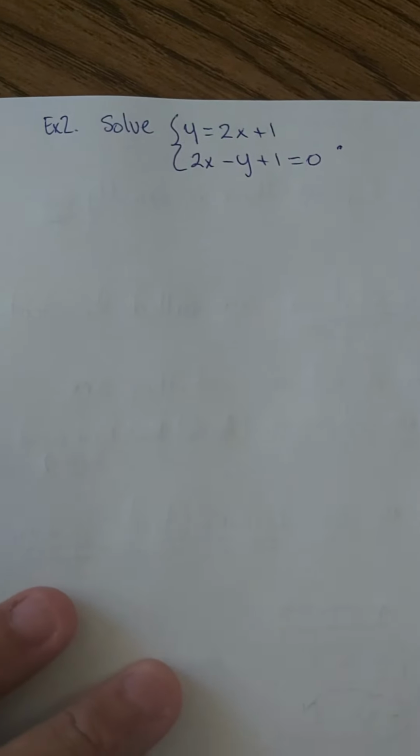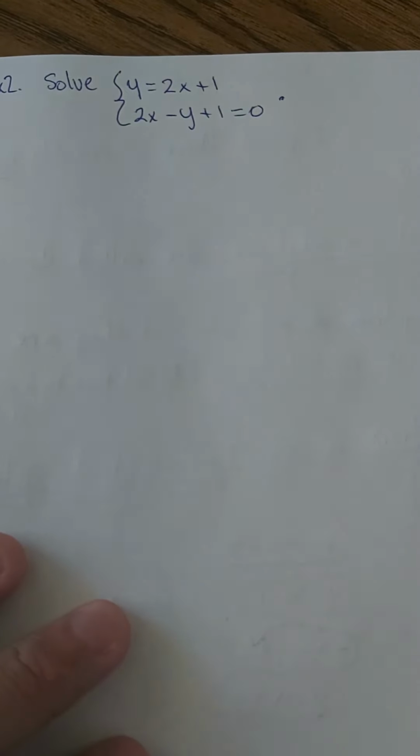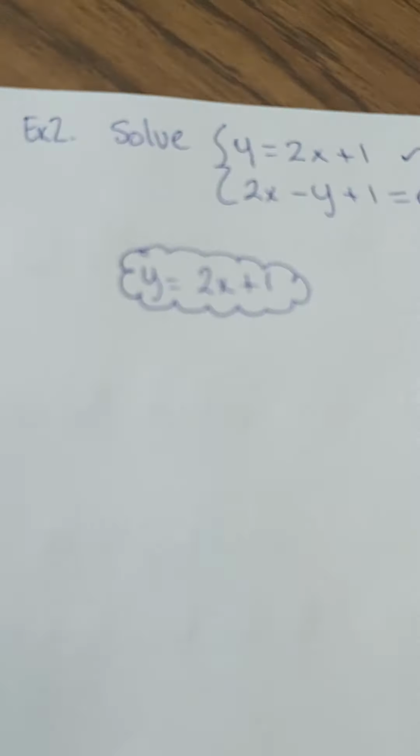Now let's look at example 2. Example 2 says, solve y equals 2x plus 1 and 2x minus y plus 1 equals 0. Okay? Notice again that the first equation is solved for y. So it will be convenient to solve the system by substitution. So we're going to select the first equation, y equals 2x plus 1. Okay, we know the value of y.